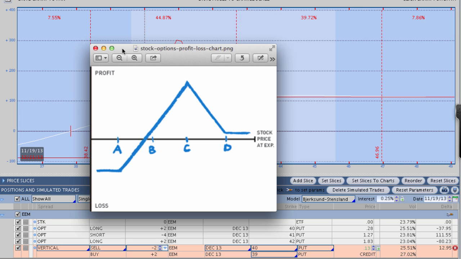So I'm going to walk through that step by step, and again I want to start with the broken wing butterfly, how we created that position in the first place, and then walk you through how we got to the regular butterfly so that you guys understand that logic and how we made those trades.